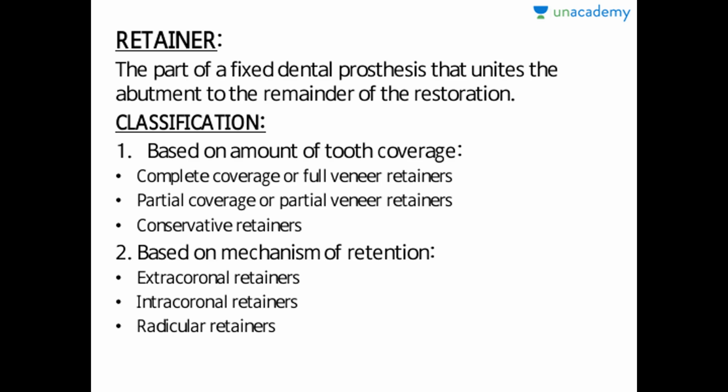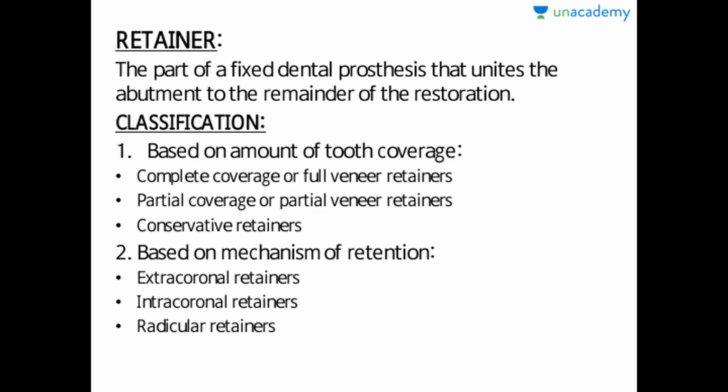In cases of partial coverage or partial veneer retainers, the abutment tooth is covered partially. These are also known as 2/3 crowns, 3/4 crowns, 7/8 crowns, 1/2 crowns, pinlays or pinledges. Then come conservative retainers. They require minimal tooth preparation and are usually indicated for anterior teeth, so that the labial surface is the natural tooth whereas the preparation is done on the rest of the surfaces.